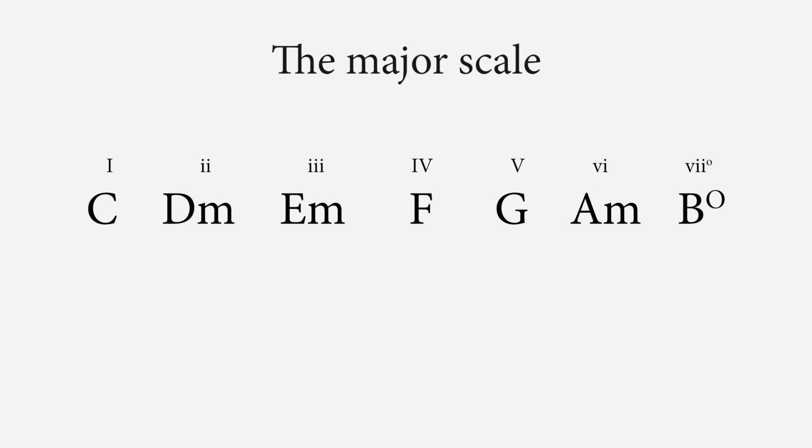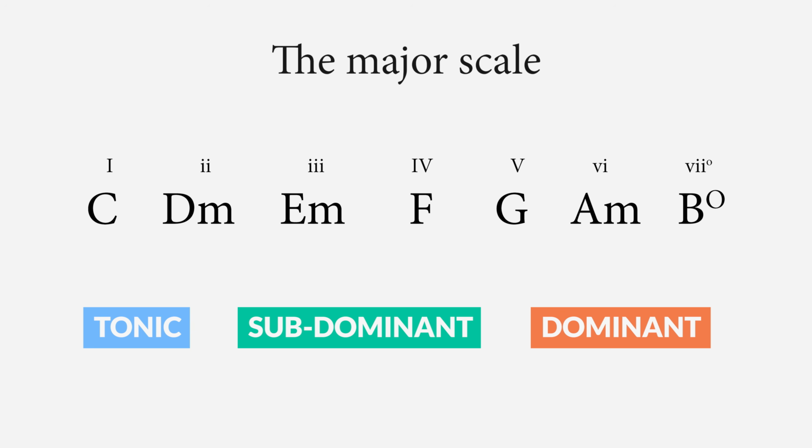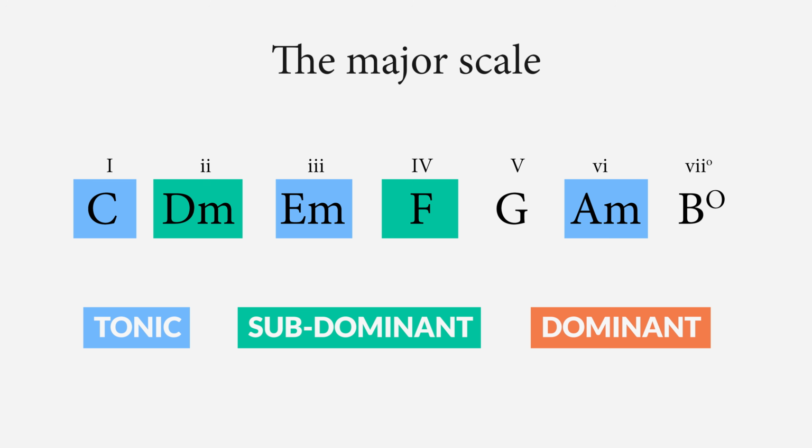Now, the chords in this scale have either a tonic function, which feels like a homecoming chord, or a dominant function. This chord wants to resolve to the tonic and brings the music back home. Or a subdominant function, and that often precedes the dominant or serves as a weaker dominant chord. Now, in a major scale, the 1st, 3rd and 6th degree are tonic functions. The 2nd and the 4th degree are subdominant functions. And the 5th and the 7th degree are dominant functions.